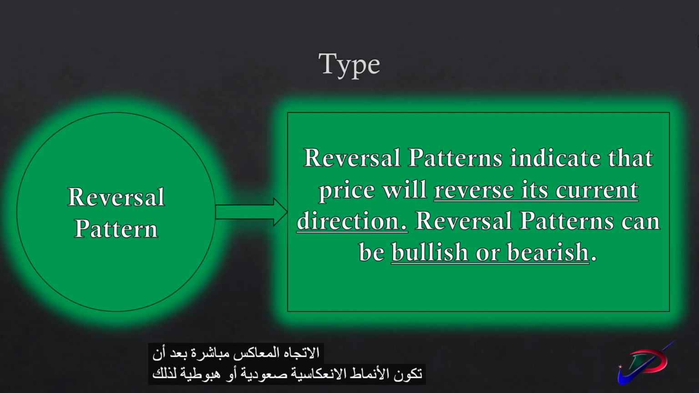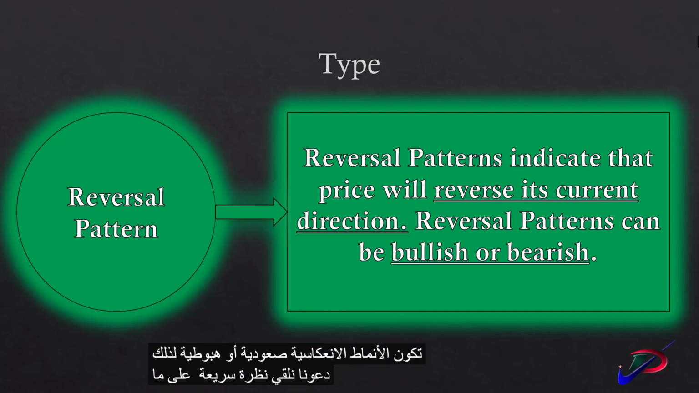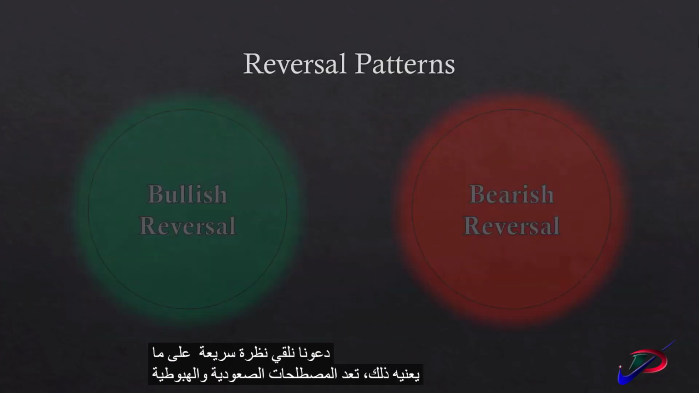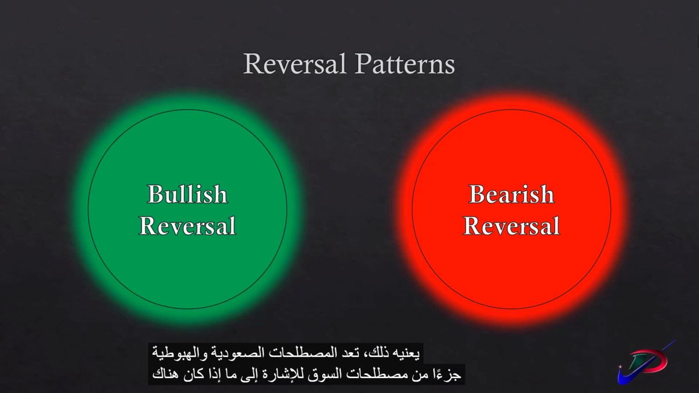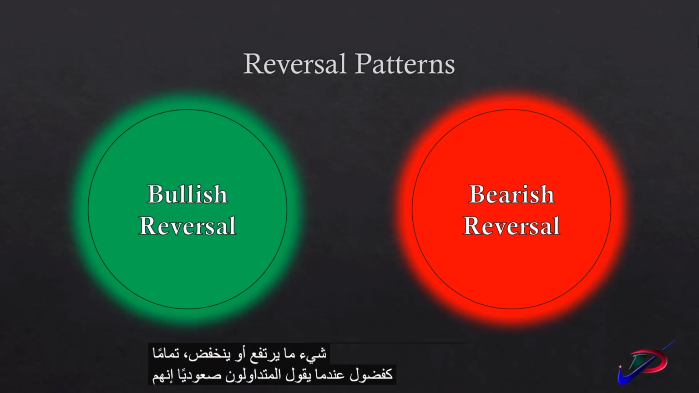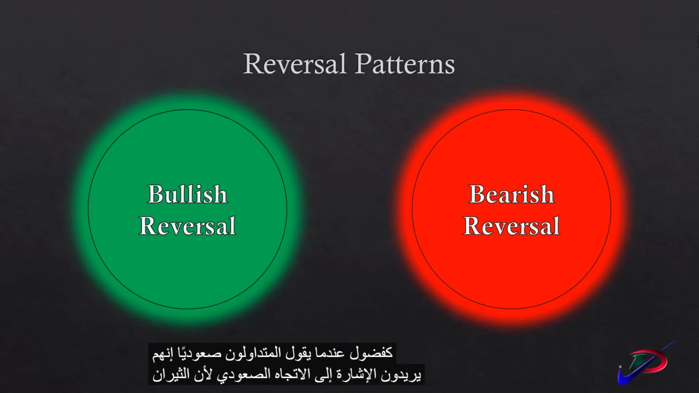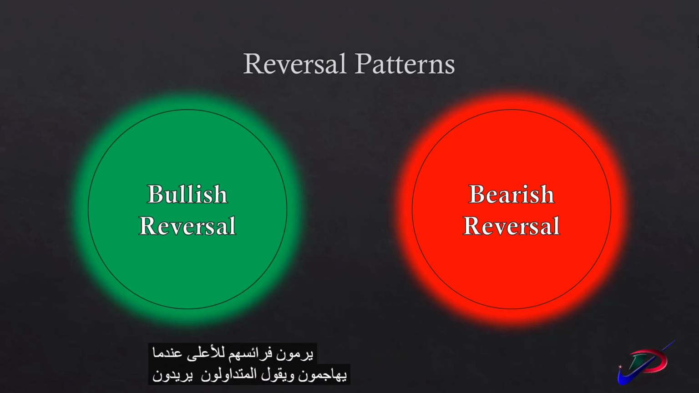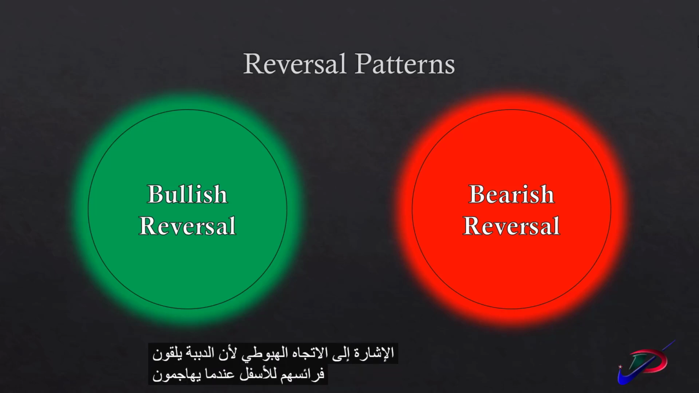Reversal patterns can be bullish or bearish, so let's take a quick look at what that means. The terms bullish and bearish are part of the market jargon to indicate if something is going up or down. Just as a curiosity, when traders say bullish, they want to indicate upside because bulls throw their prey up when they attack. When traders say bearish, they want to indicate downside because bears throw their prey down when they attack.